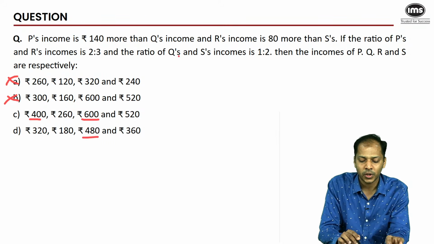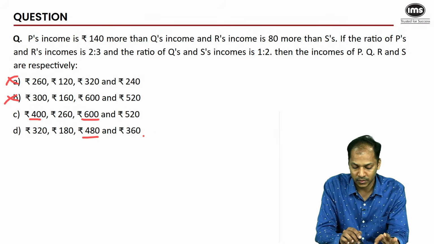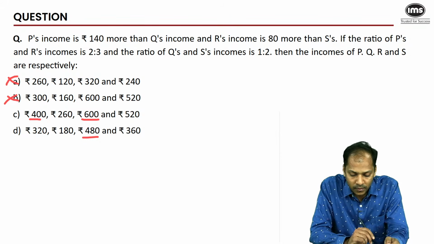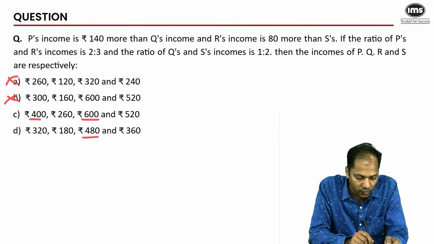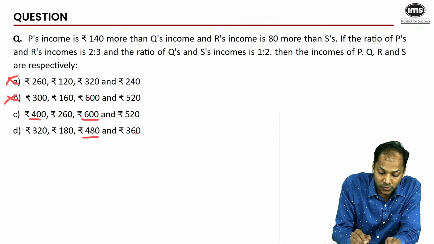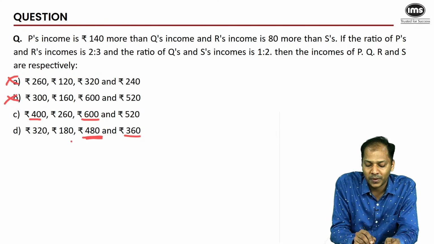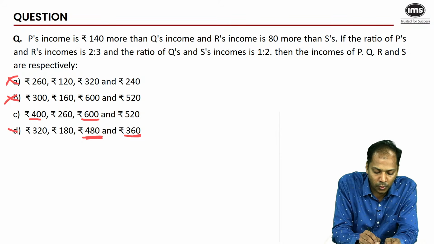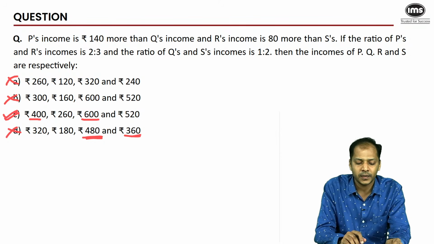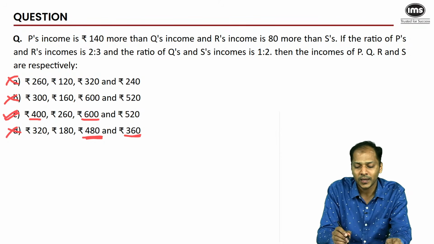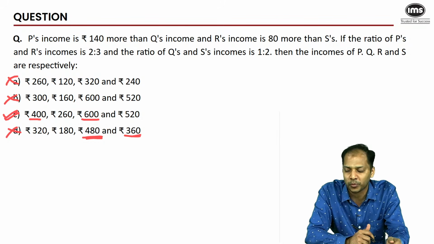So the last ratio, Q to S, should be 1:2, and that is happening in both places. 140 more, 140 more, 80 more, 360 to 480. I'm so sorry, in 360 and 480, R is not 80 more than S. So option D is eliminated. The correct answer to this one is option C. Instead of solving it using ratios and everything, a better approach here was using options.